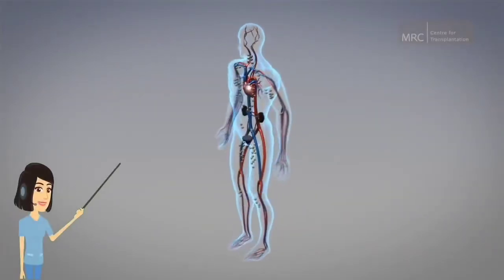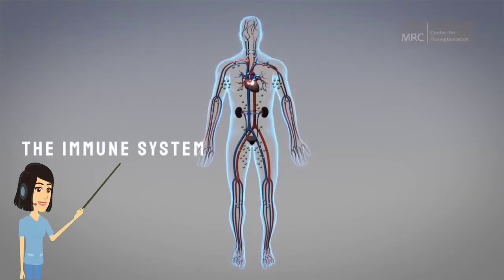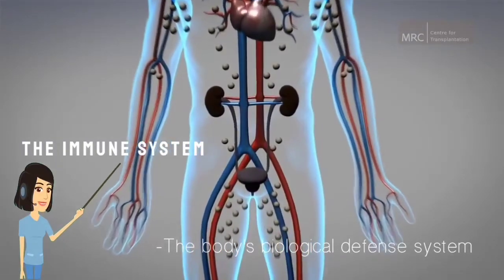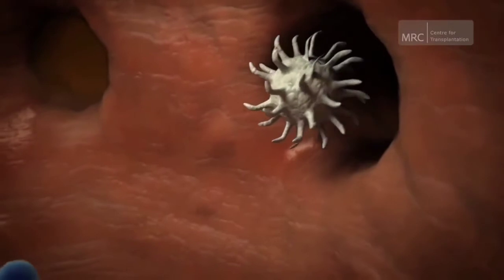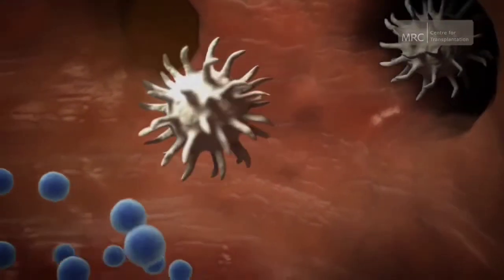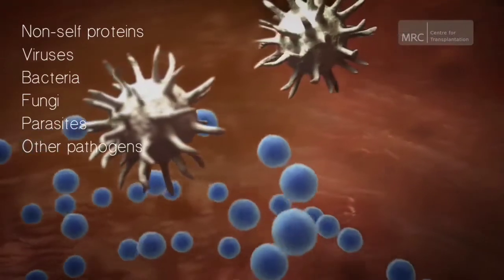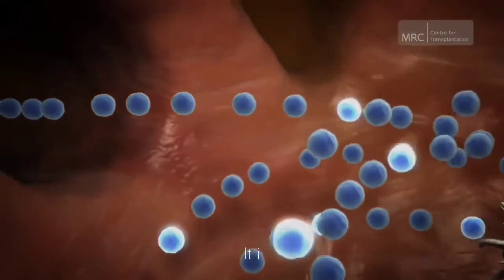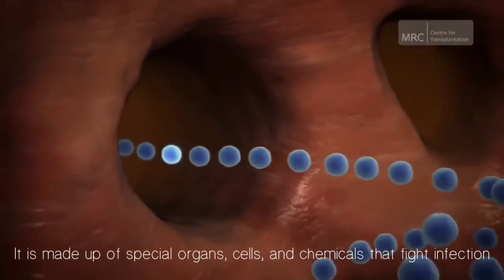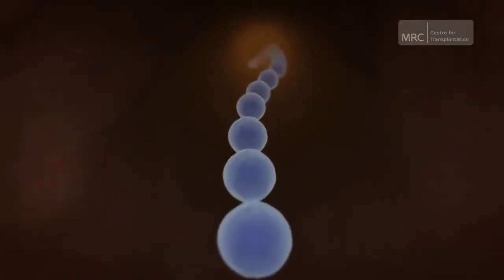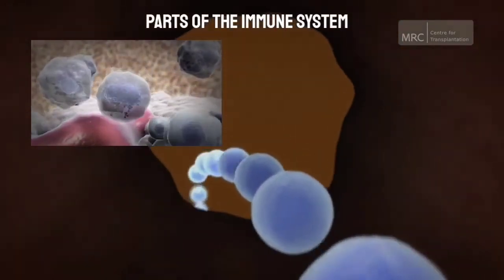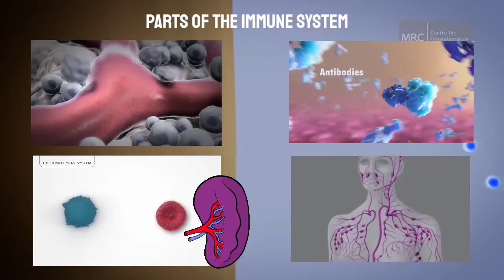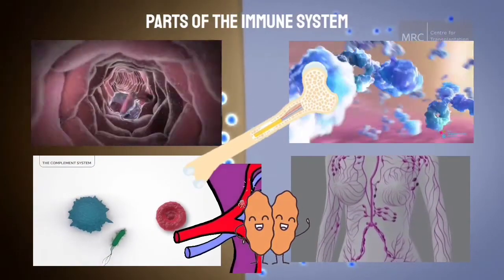First, let's briefly talk about the immune system. The immune system is the body's biological defense system. Its main purpose is to identify self from non-self. The immune system identifies and defends the body from non-self proteins, viruses, bacteria, fungi, parasites, and other pathogens. It is made up of special organs, cells, and chemicals that fight infection. The parts of the immune system are white blood cells, antibodies, the complement system, the lymphatic system, the spleen, the thymus, and the bone marrow.